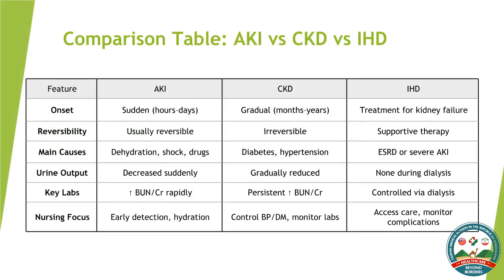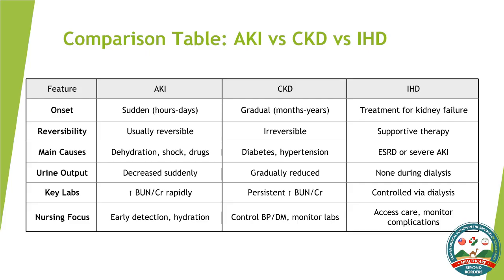Here's a quick comparison between AKI, CKD, and IHD. AKI begins suddenly within hours or days and can often be reversed if treated early. It's usually caused by dehydration, shock, or nephrotoxic drugs. You'll notice a sharp drop in urine output and a rapid rise in BUN and creatinine. Nursing focus: early detection and proper hydration.